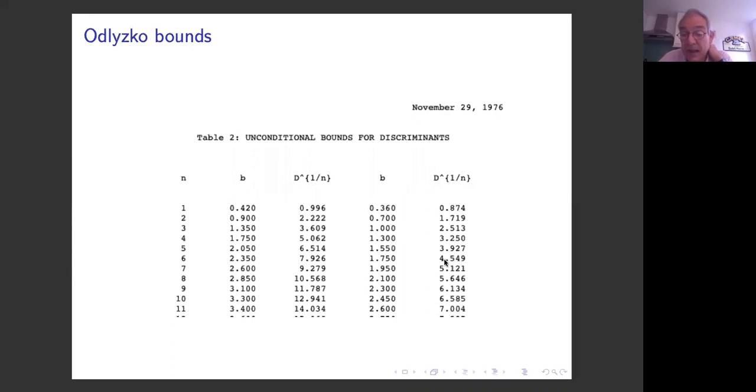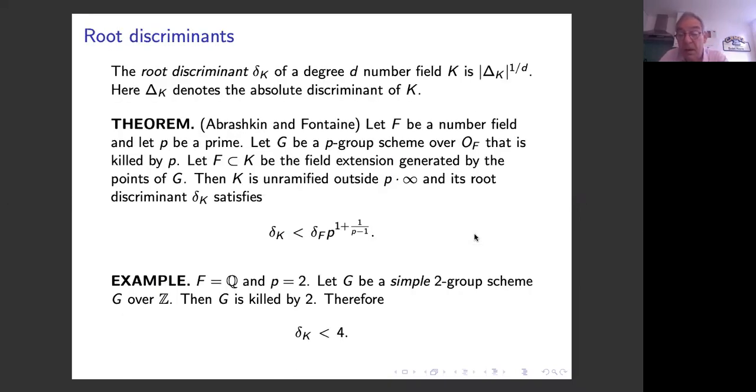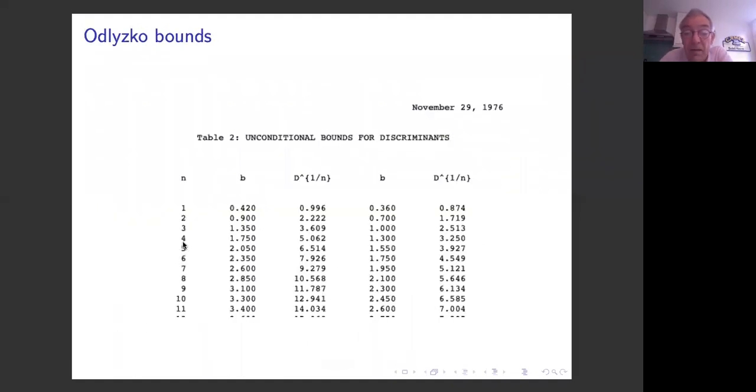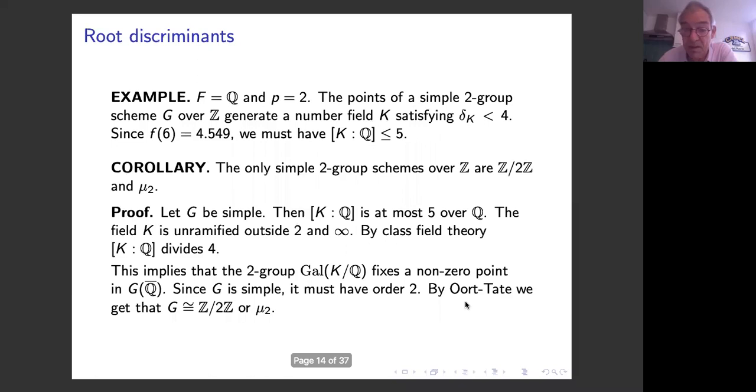So you see, for instance, 4.5. If the degree of the number field is 5 or 6, then the root discriminant is necessarily larger than 4.5. So if you go back to the statement here, it means that in this example, where the root discriminant is at most 4, I know that the degree of that field is at most 5 because of the bound by Odlyzko. The bounds in the totally real case are even better. The worst possible case is the totally complex case.